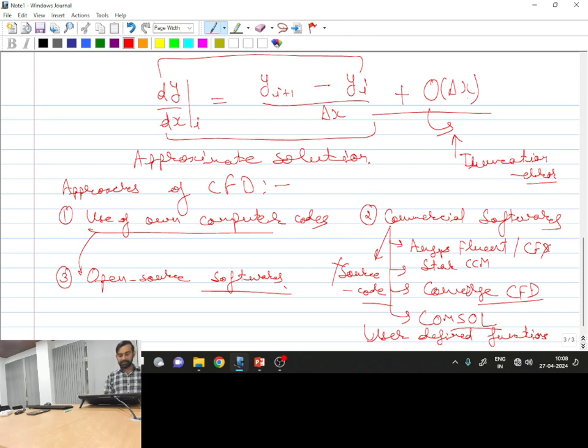So how can it be integrated into open source softwares? Open source softwares are also plenty available nowadays.